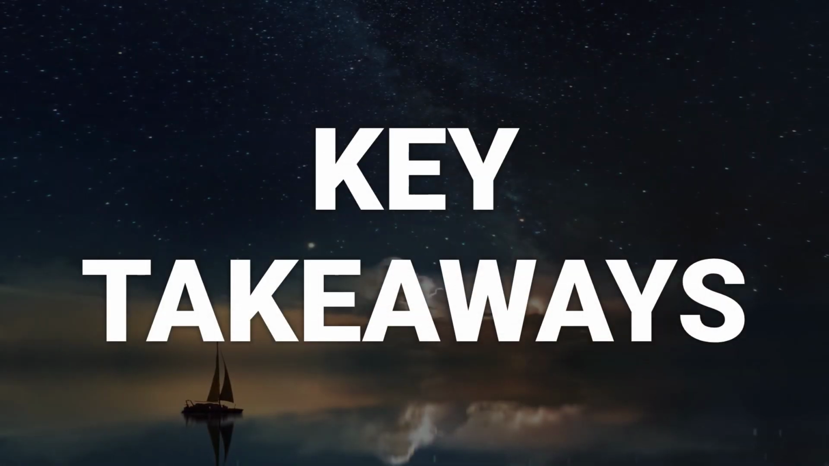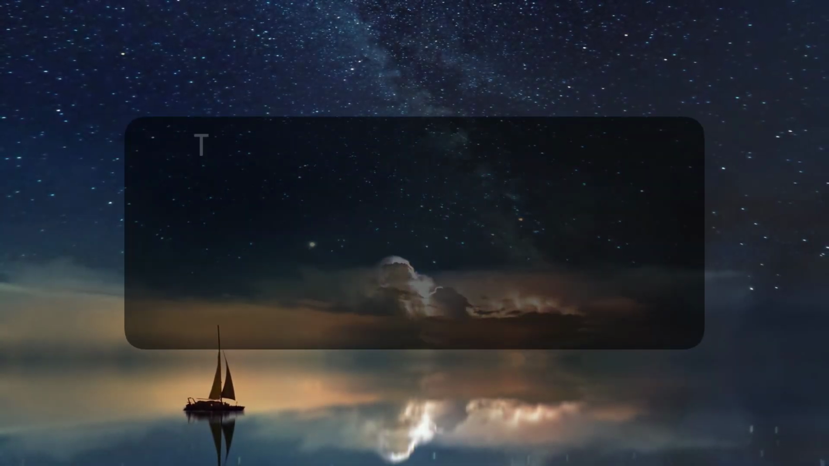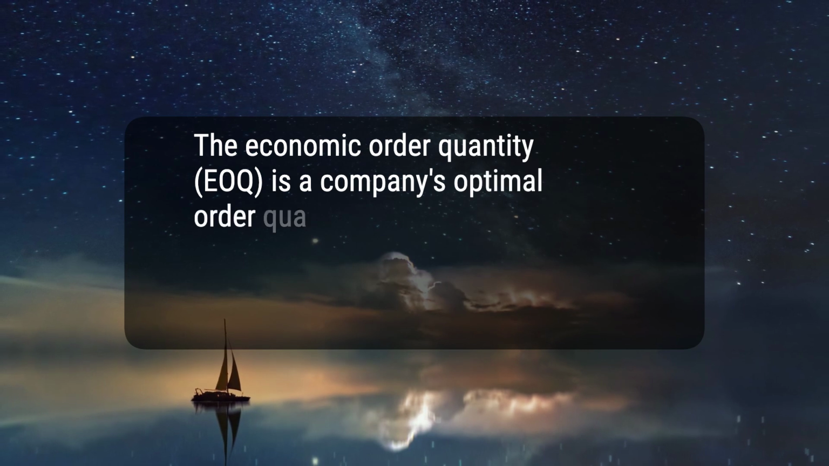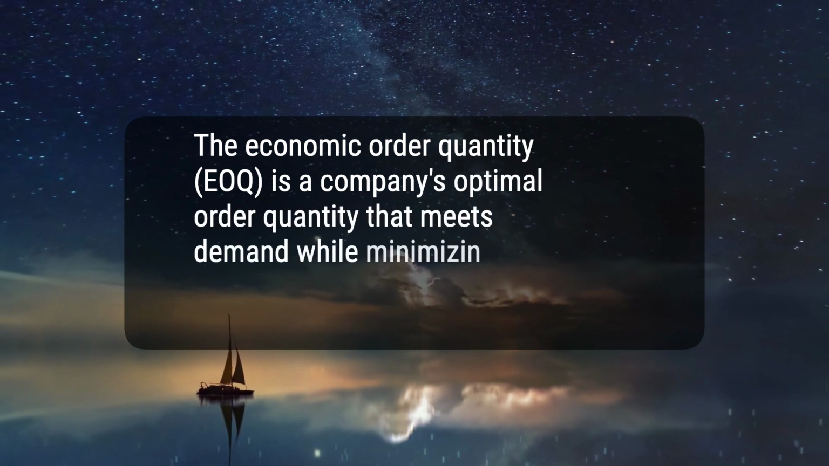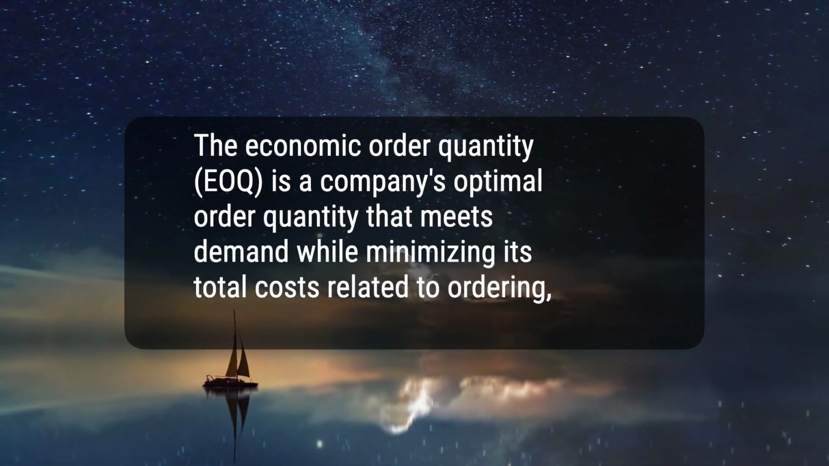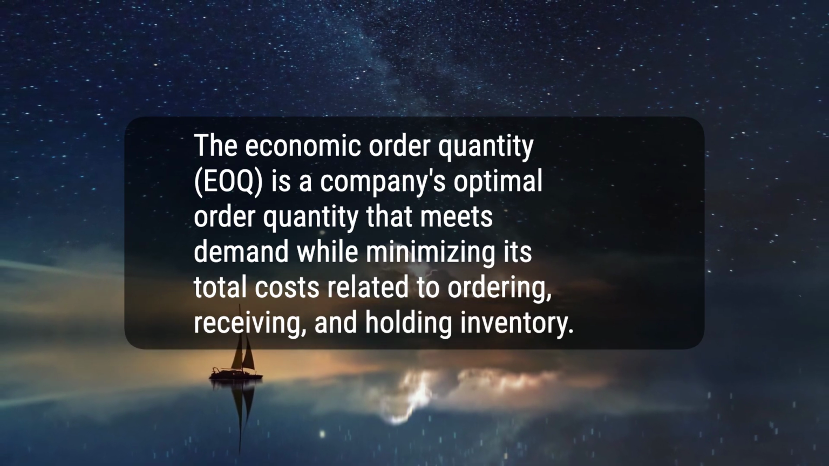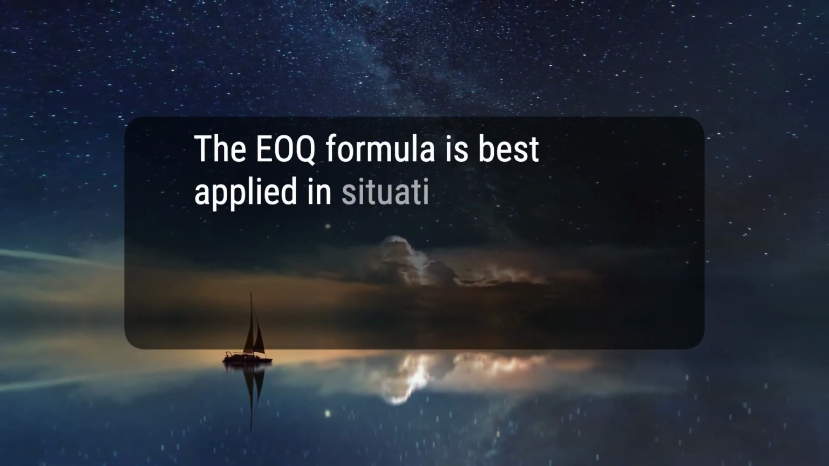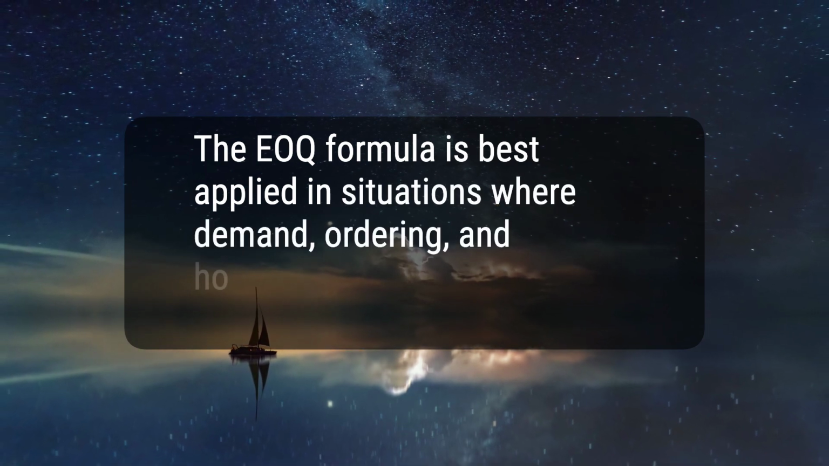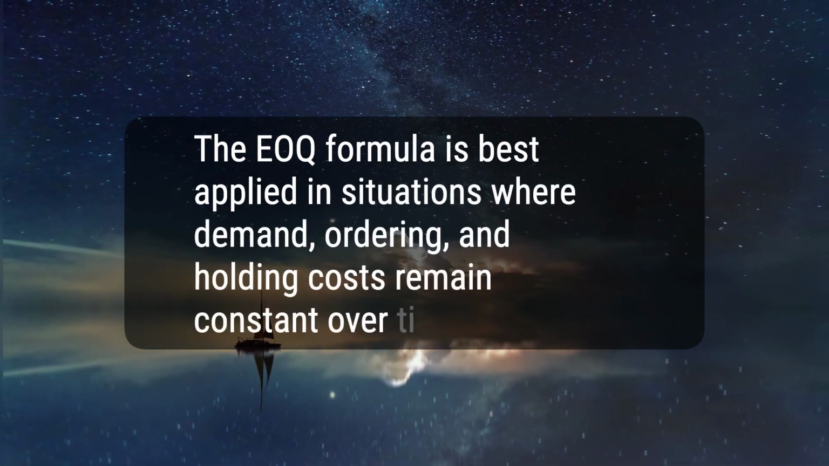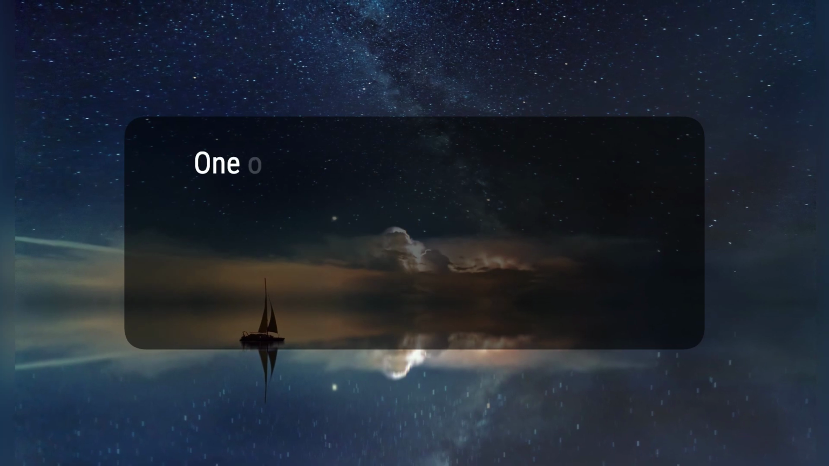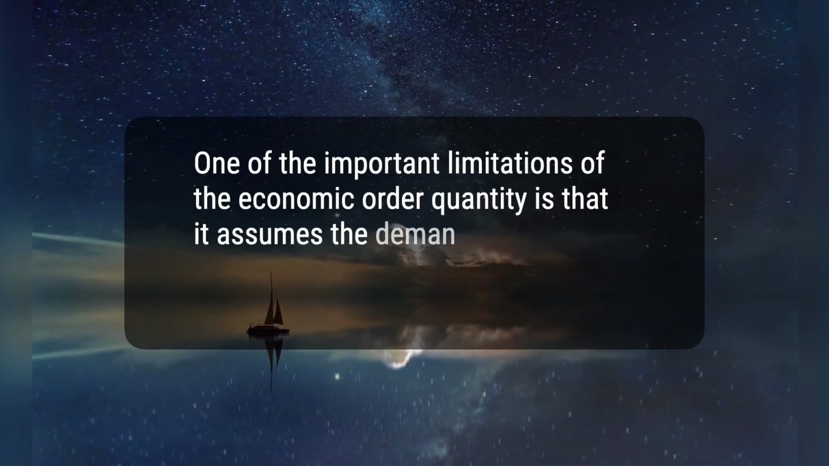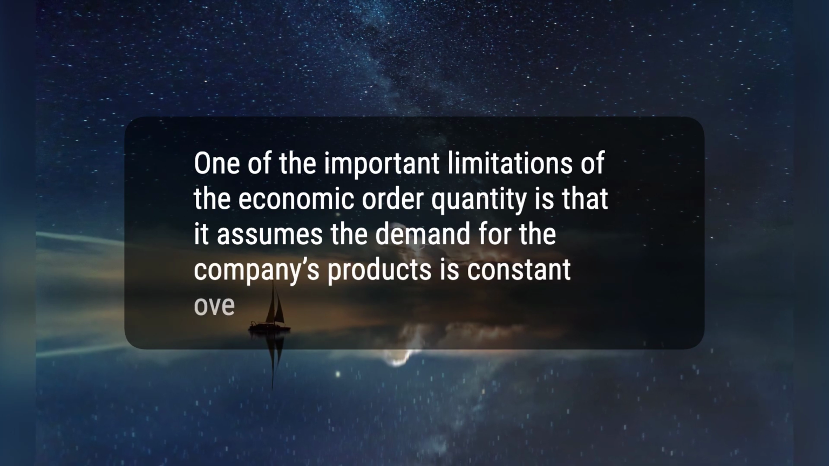Here are 3 key takeaways. 1. The economic order quantity, EOQ, is a company's optimal order quantity that meets demand while minimizing its total costs related to ordering, receiving, and holding inventory. 2. The EOQ formula is best applied in situations where demand, ordering, and holding costs remain constant over time. 3. One of the important limitations of the economic order quantity is that it assumes the demand for the company's products is constant over time.